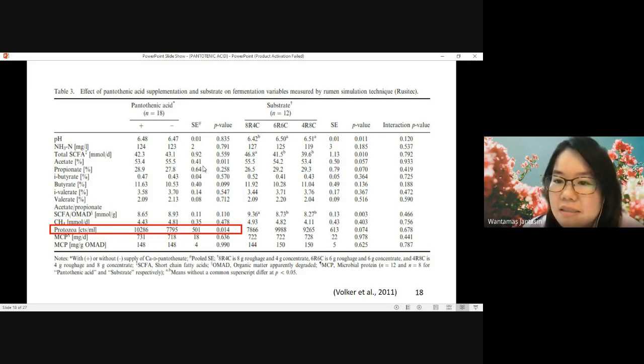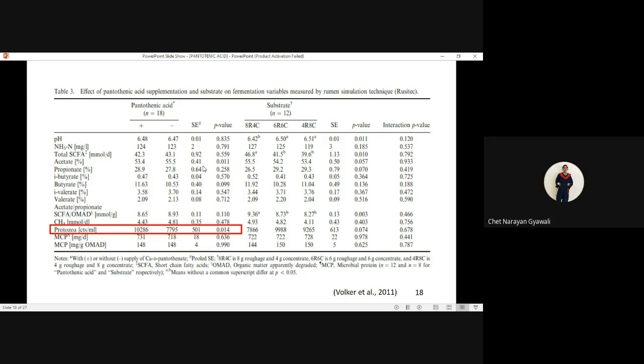Can I say something? The professor said that when we add high concentrate, the pantothenic acid result is similar, right? Here in this table, if we see substrate 4, 4R8C, like 4 roughage and 8 concentrate, a high concentrate diet, and compare this whole column with pantothenic acid, it's almost similar, as the professor said. So I think there is some relation between high concentrate and pantothenic acid.